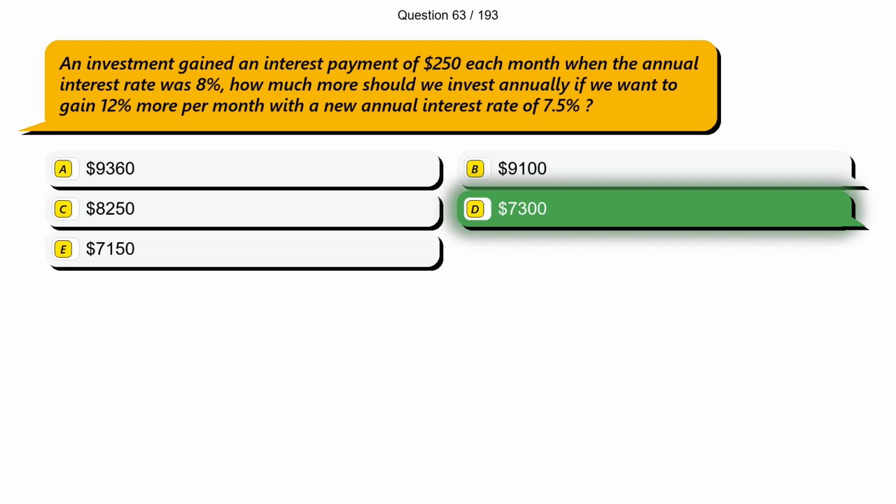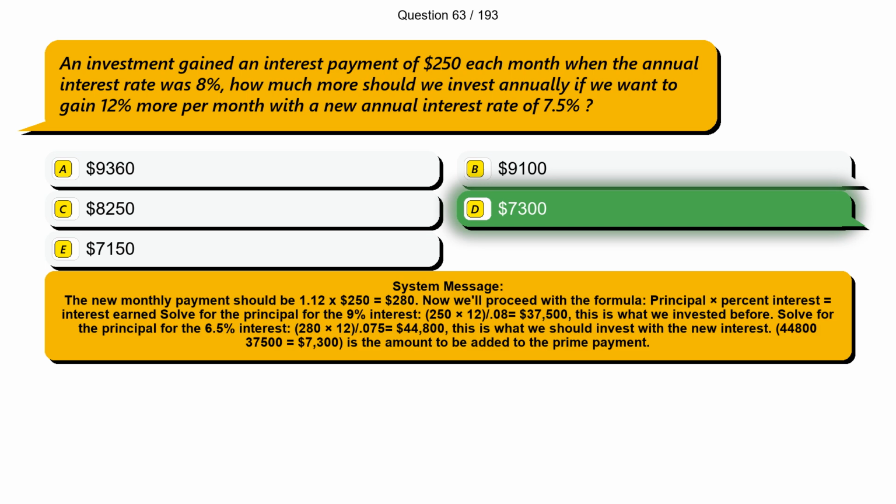The correct answer is option D, $7,300. The new monthly payment should be 1.12 x $250 equals $280. Now we'll proceed with the formula: principal times percent interest equals interest earned. Solve for the principal for the 8% interest. 250 times 12 / 0.08 equals $37,500. This is what we invested before.